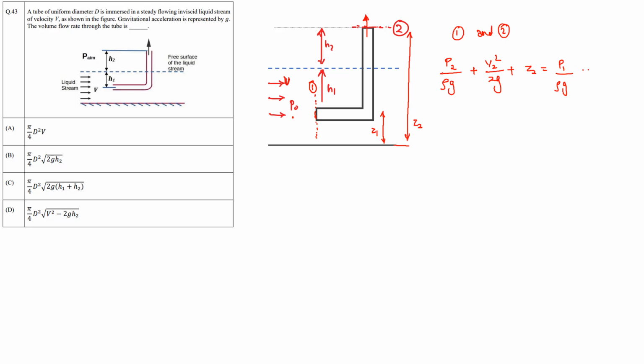So this is P1 over rho g plus V1 square over 2g plus Z1. Okay, so at the top you have some atmospheric pressure. So this P2 you can take as 0, and then basically you can calculate P1 from here.